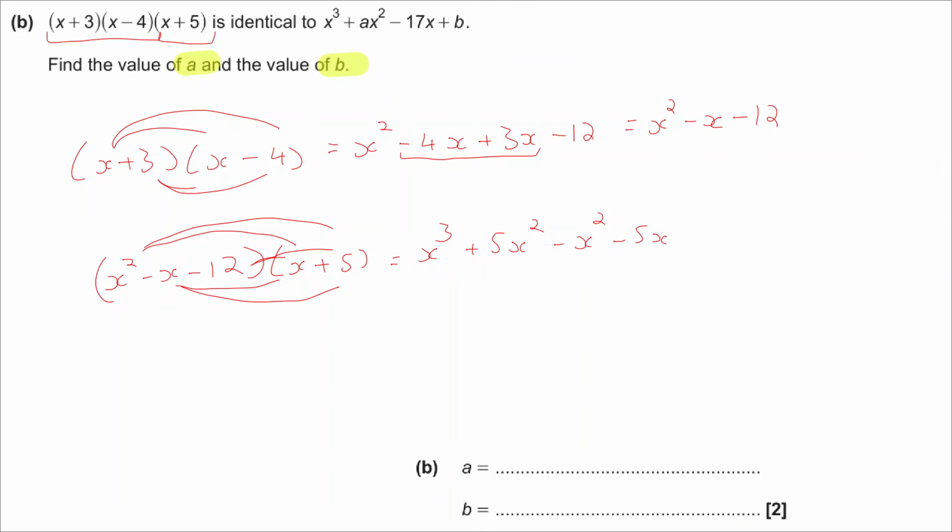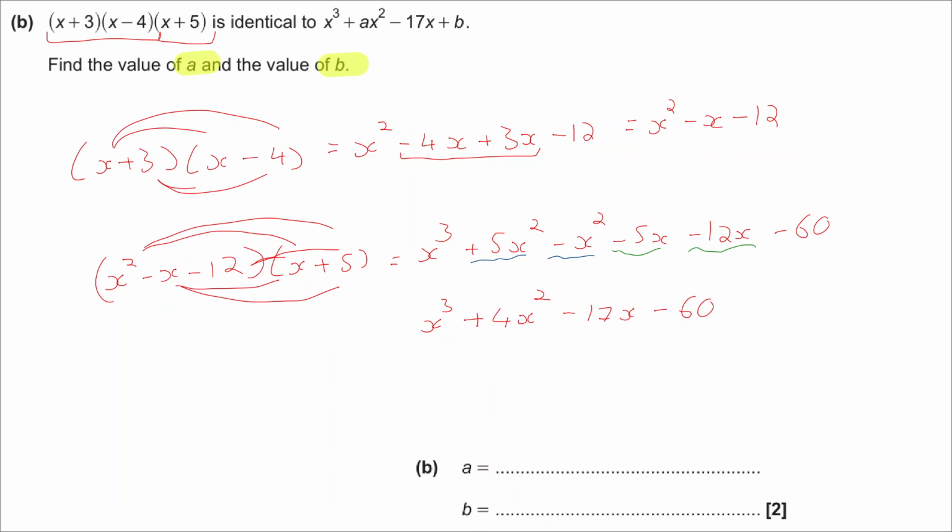You've then got negative 12 times x, which is minus 12x, and then negative 12 times plus 5, which is equal to negative 60. And we're looking at like terms here. So you've got a 5x squared and a minus x squared, and you've got a negative 5x and a negative 12x. Okay, so we've got x cubed. 5x squared take away x squared is equal to positive 4x squared. Minus 5 take away 12 is minus 17, so minus 17x, and then you've got that take away 60.